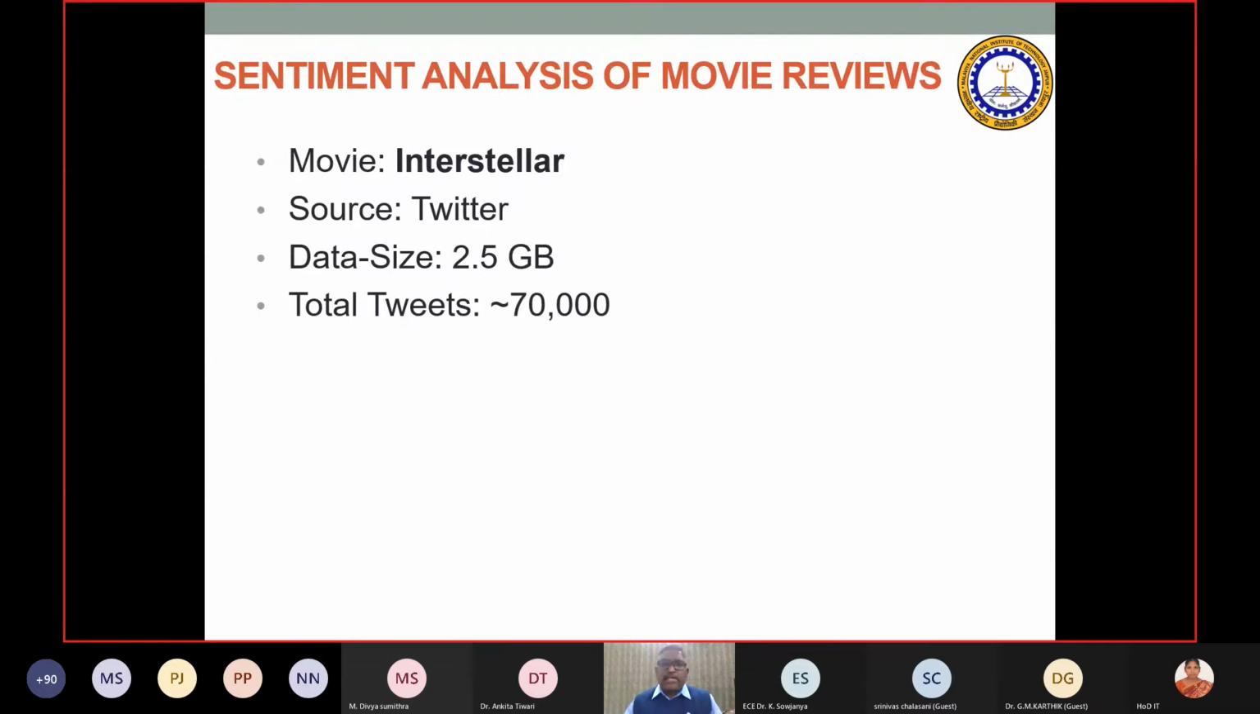Similarly, a little later, what we did was we analyzed the Twitter dataset using Interstellar.